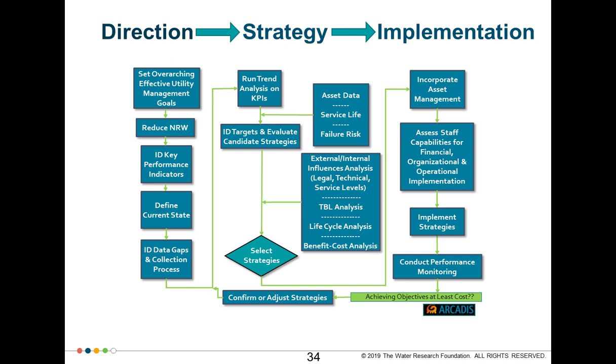Implementation of the water loss control plan should also reflect staff organization and capabilities in the functional areas of finance and operations. External resources may be needed to fill the gaps, particularly in smaller systems. An initial period of implementation should be accompanied by performance monitoring and analysis so that adjustments can be made as needed to achieve the plan's objectives at least cost.